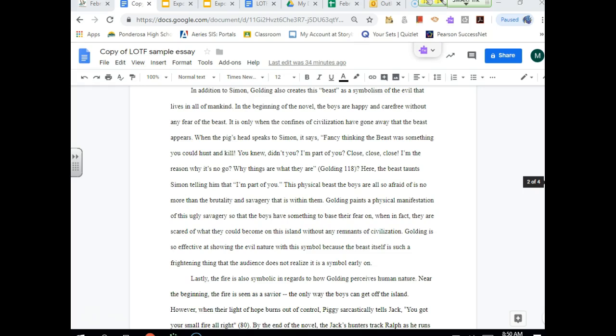Of this ugly savagery, so that the boys have something to base their fear on, when in fact they are scared of what they could become on this island without any remnants of civilization. Golding is so effective at showing the evil nature with this symbol because the beast itself is such a frightening thing that the audience does not realize it is a symbol early on.